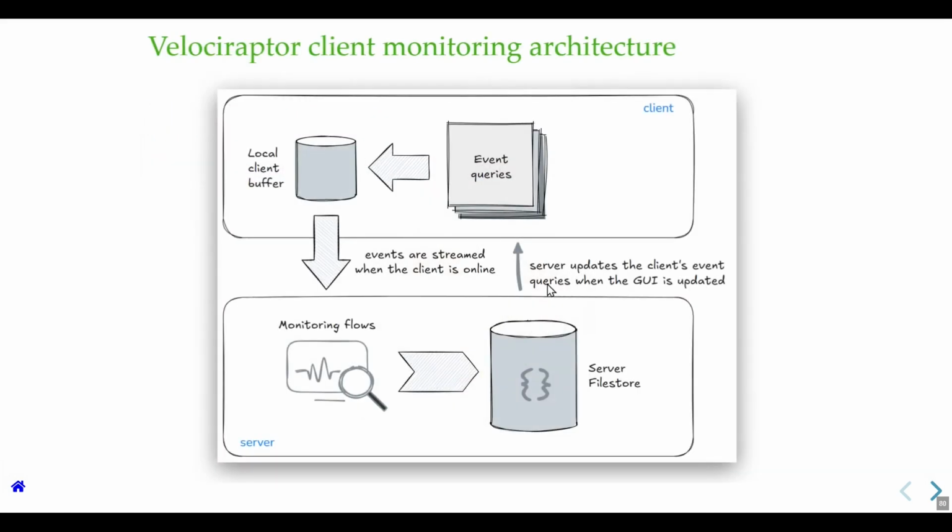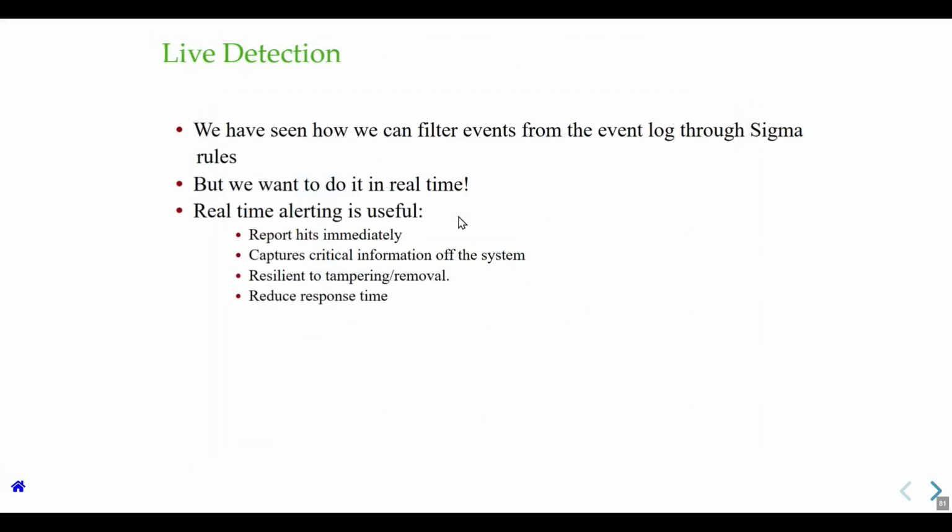Well, Velociraptor has a way of running real-time detections on the endpoints, and this is called event queries. Event queries are a special kind of VQL query that runs in real time, and we can do that by pushing the event queries to the endpoint, and then it just runs on it. And every time that there is a Sigma hit, that is passed back to the server. So the hits are passed back in real time. And that's how we can do live detection through Sigma.